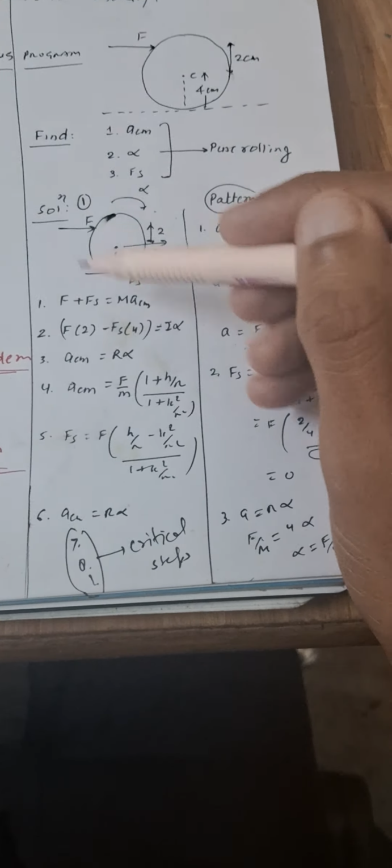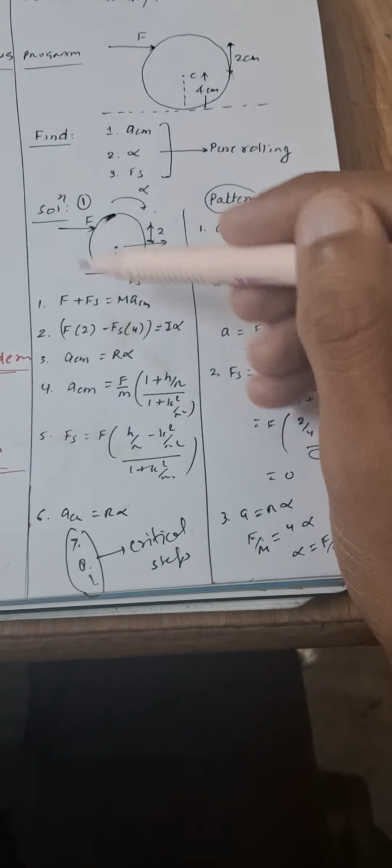First of all, he will write the first equation, that net force is mass into acceleration of center of mass. Then he will write the equation of torque about the center, that net torque is equal to I alpha. Third is the condition of pure rolling, which is ACM is equal to R alpha. When all these equations are solved, we come to the conclusion that ACM is equal to F by M, 1 plus H by R, 1 plus K square by R square. And friction is F, H by R minus K square by R square upon 1 plus K square by R square. And then ACM is equal to R alpha.